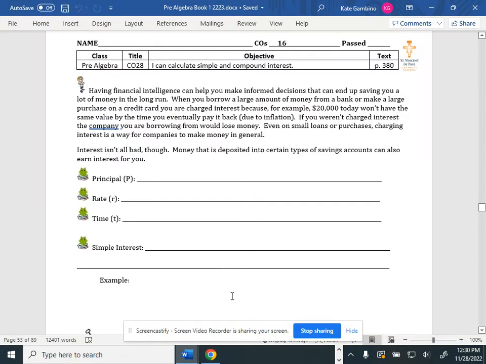Good afternoon. Today we are doing our last objective in Unit 4, CO28. I can calculate simple and compound interest. So we talked about calculating the tax on your dinner, the tax and the tip. This is going into more complicated, more adulting world stuff when we talk about simple and compound interest. So it's along the same line, but it's stuff that you will need as you get older.